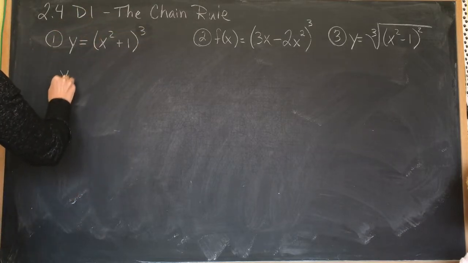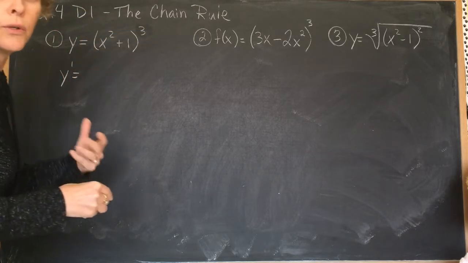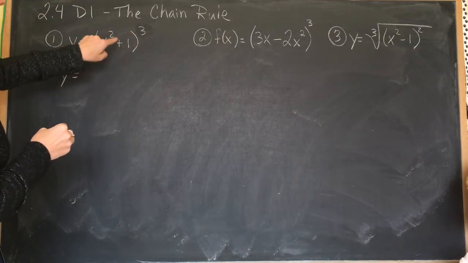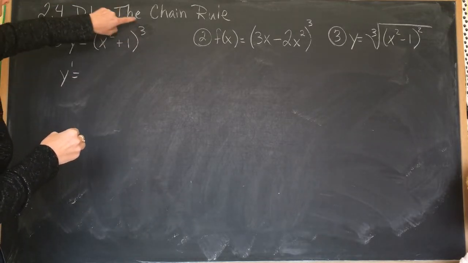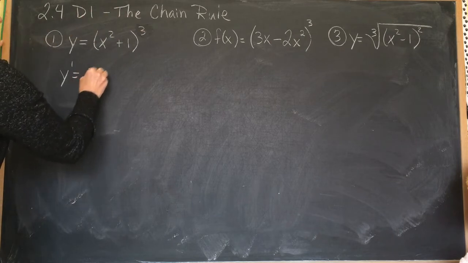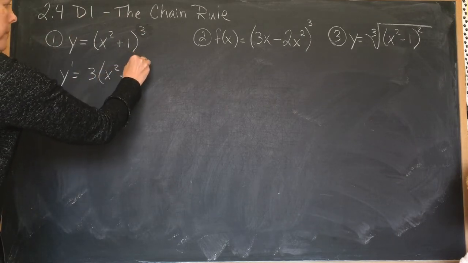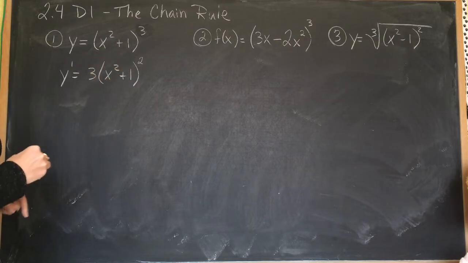So the chain rule says, power down like you normally would. So I'm going to pretend like this is one big x. So it's x squared plus 1. I'm going to keep that as a group. I'm going to power the 3 down in front, keeping the x squared plus 1 exactly the same. I just lowered the exponent by 1.